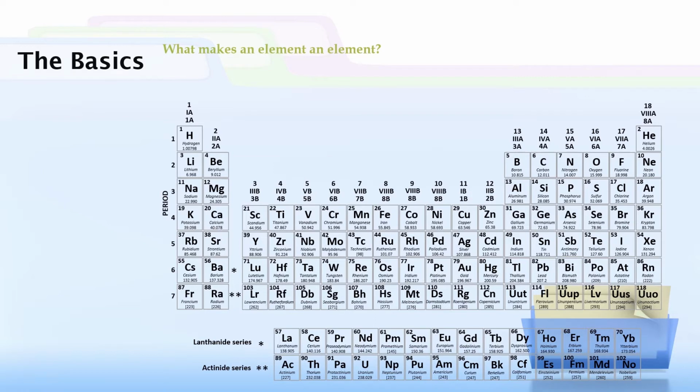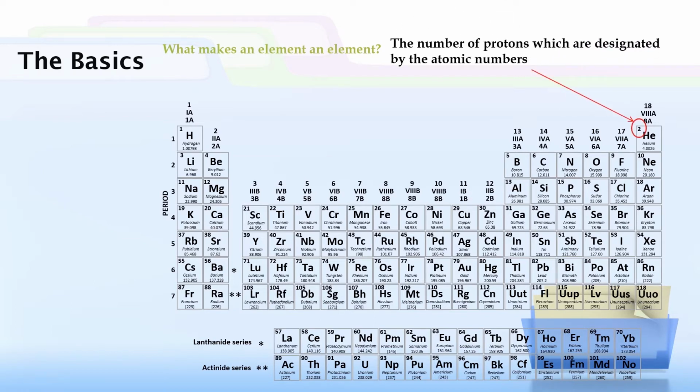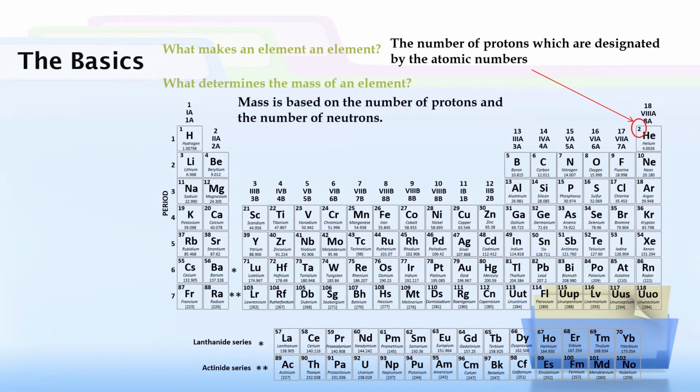Now, what makes an element an element? Well, the answer is the number of protons, which are the atomic numbers in the left corner of each element on the table. What determines the mass of an element? Most of the mass is in the nucleus, so the number of protons and the number of neutrons will determine most of the mass of an atom. The relative atomic mass found under the symbol of each element in the periodic table gives us some idea of the actual mass of the atom.